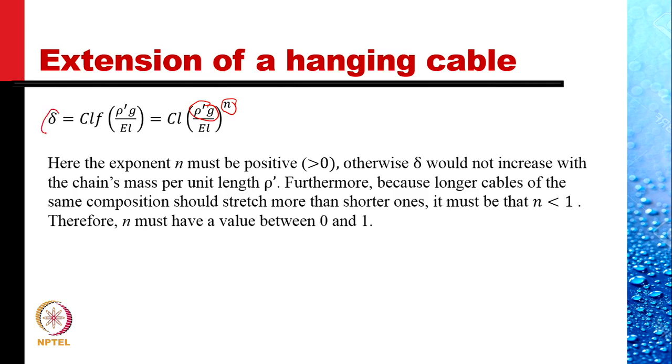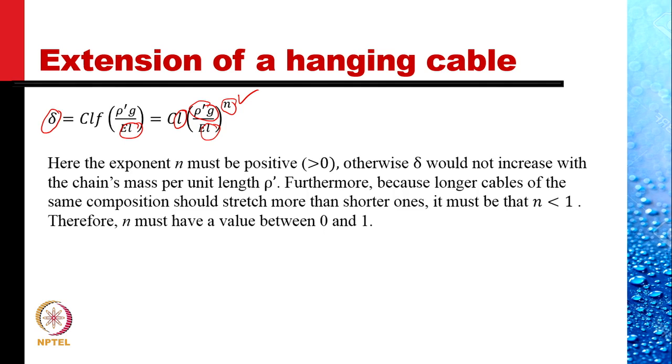delta should increase as a positive power of L. So the value of n should be less than 1. Otherwise, L in the numerator and L raised to the power n in the denominator. If n is greater than 1, then delta would decrease with L. It's not possible. So n should be less than 1.